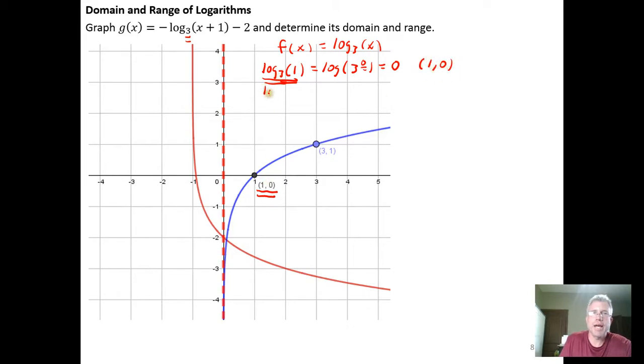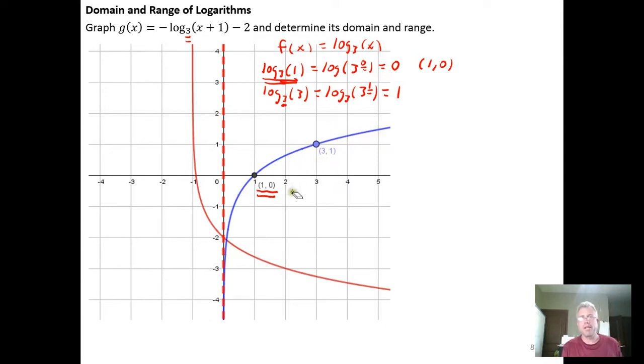And we can get the other lattice point the same way as we did before. We can say, hey, take the base and put the base as the input into the function, because that generates a nice lattice point, because 3 is the same as 3 to the first, and logarithms are the exponents, and that generates the ordered pair input 3, output 1.